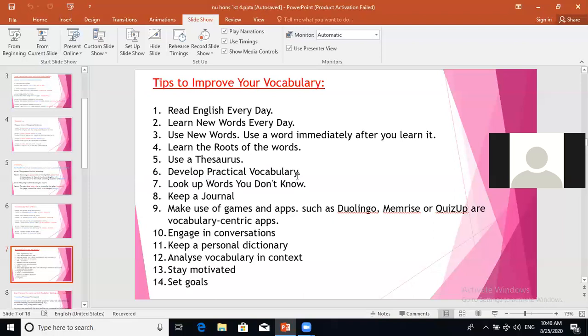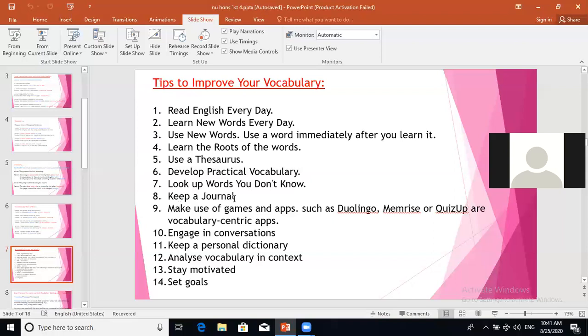Develop practical vocabulary. Practical vocabulary means everyday language. In our day-to-day life, everyday life, practical life, what type of words we use, that you should learn. Look up words you don't know when you are reading any text or newspaper. If you find any unknown word, try to look up the word's meaning in the dictionary.